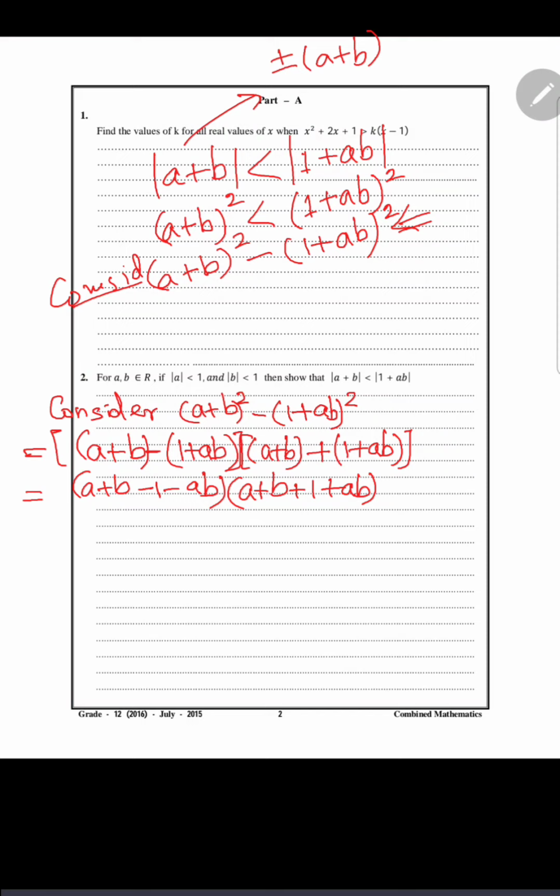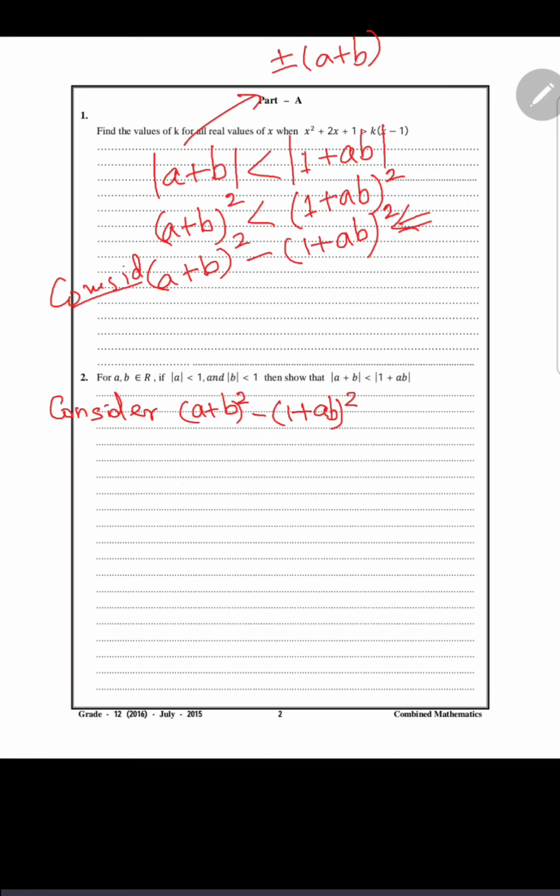Then we have to factorize this further. Either we have to factorize this, but I think it's better to square both terms. We can't factorize that after considering the difference of two squares. So I'm going to square both expressions.